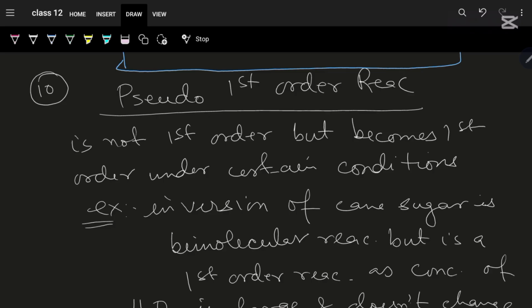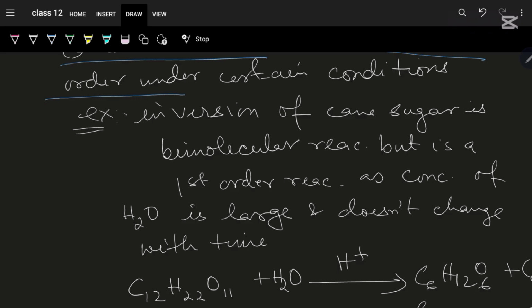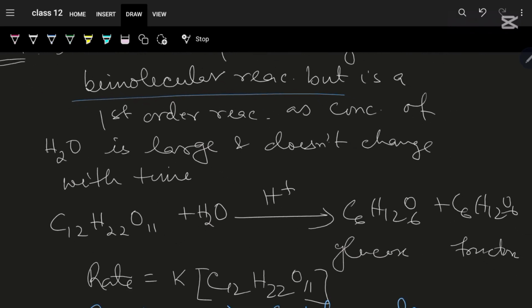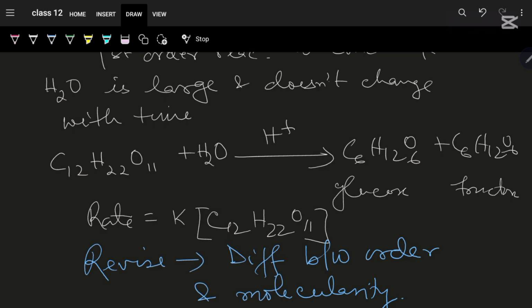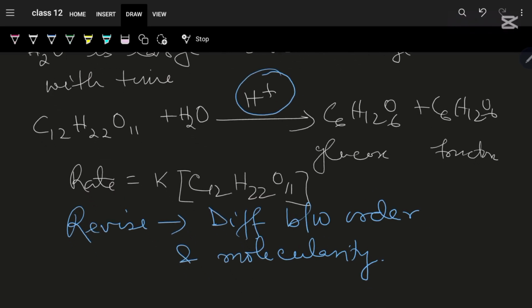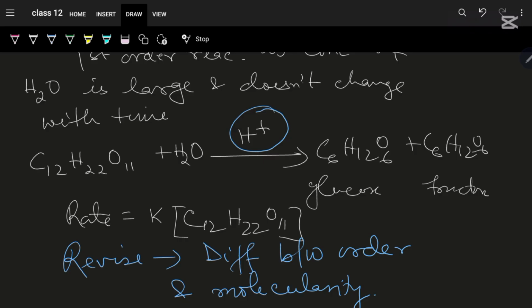Next we see pseudo first order reaction. Pseudo means false. So it is not a first order but becomes a first order reaction under certain conditions. Example is inversion of cane sugar, which is a bimolecular reaction. That is, in the rate determining step, two molecules are getting involved but it is first order. Why? Because we can see over here C12H22O11 plus H2O. It is acid catalyzed and we are getting 1 mole of glucose and 1 mole of fructose. Rate of the reaction is dependent on the molar concentration of C12H22O11 but is independent of the concentration of H2O, because with respect to time the concentration of H2O doesn't change because its quantity is so large. That is the reason why it becomes a pseudo first order reaction.